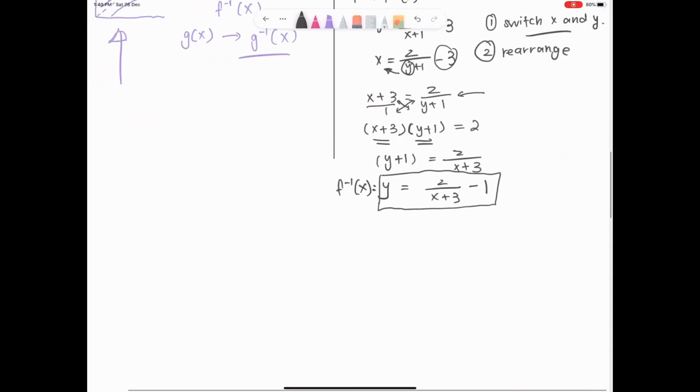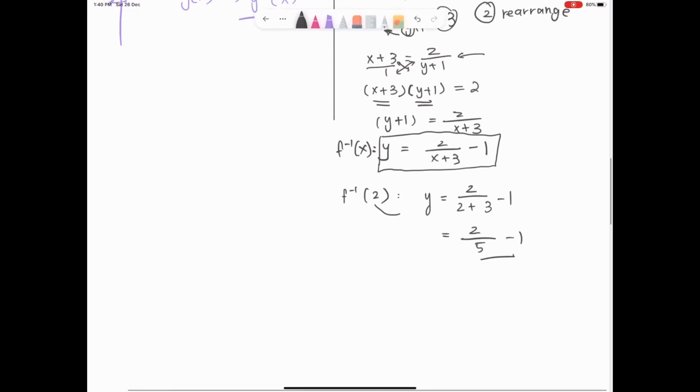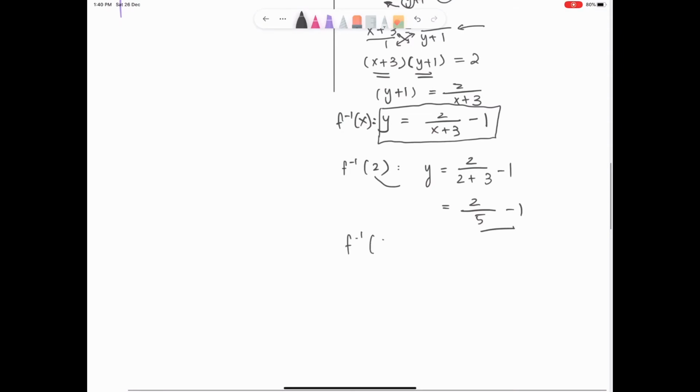Usually from here, various follow-up questions would be like, what is f of x if you substitute 2 inside? From here, you would write y equals, and substitute the 2 inside the x: 2 plus 3, minus 1. You would go on to simplify that. If they do this kind of follow-up question instead, equals 5, now you have to substitute this into the y value. So 5 equals 2 over x plus 3, minus 1, and you would solve for x.